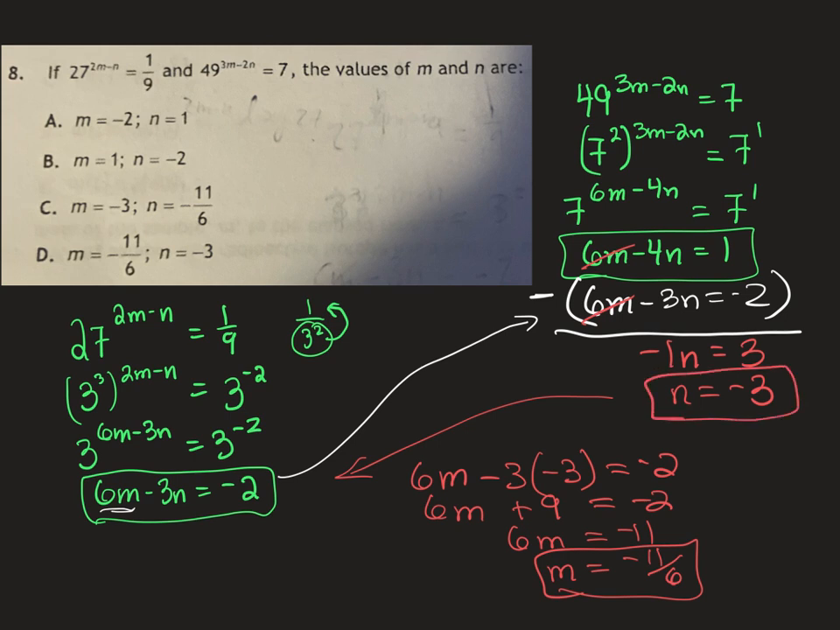And there we go. n would equal negative 3. And let's get those in the right spots. And m would equal negative 11/6, making our answer equal to D. And there we go. I hope that helped.